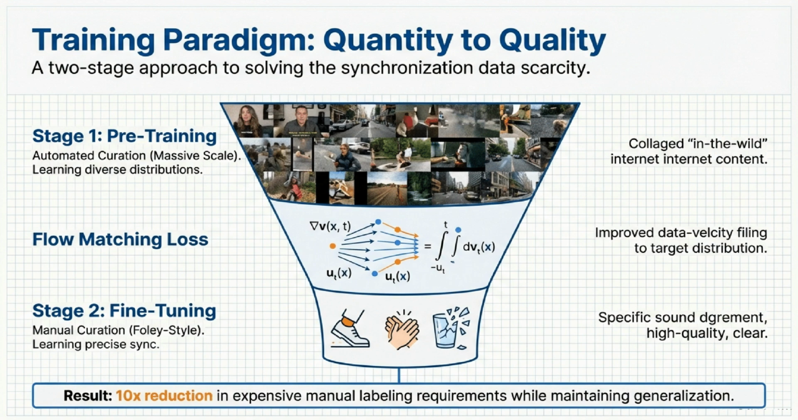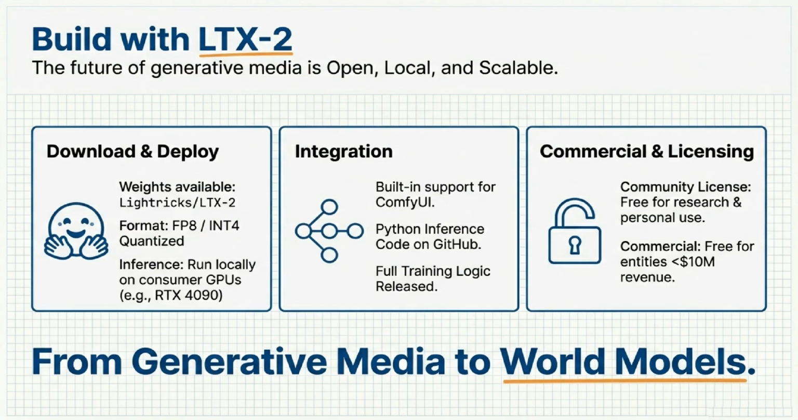The training strategy here followed a quantity-to-quality approach. Stage 1 was pre-training, on a massive scale using automated curation to learn diverse distributions. Stage 2 involved fine-tuning with manually curated, Foley-style data. This taught the model precise synchronization using high-quality, clear sounds. The authors claim this two-stage approach resulted in a 10x reduction in the need for expensive manual labeling while maintaining generalization. Finally, the vision behind LTX-2 is that generative media should be open, local, and scalable.